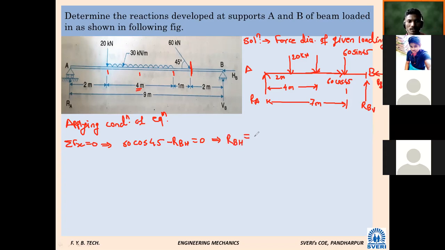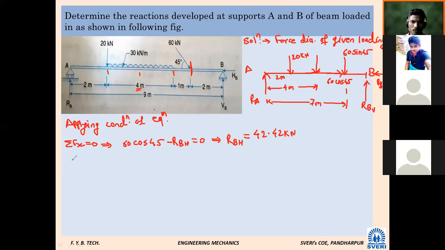Which implies RBH is equal to how much? 60 cos 45. Calculate and tell. 42.42 kilonewton. So this is RBH.